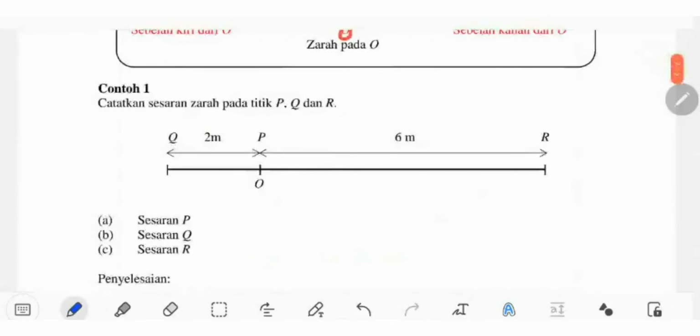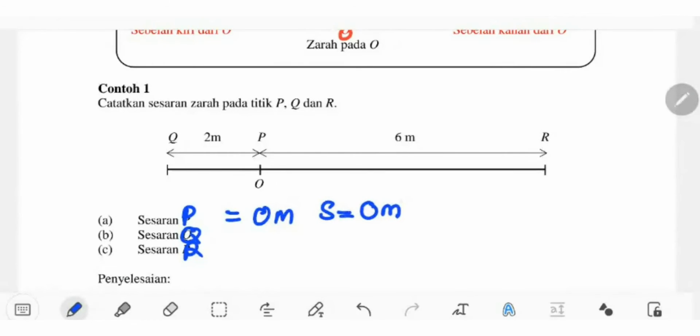State displacement of P, Q, and R. What is the answer? What is the displacement of P, girls? Cikgu, P tu kosong. 0, teacher. Yes. Displacement of P is 0 meter. Atau you boleh tulis S equals to 0 meter.